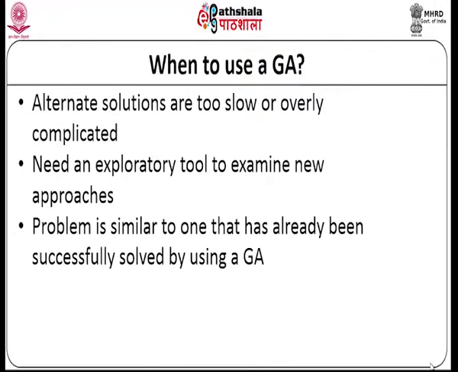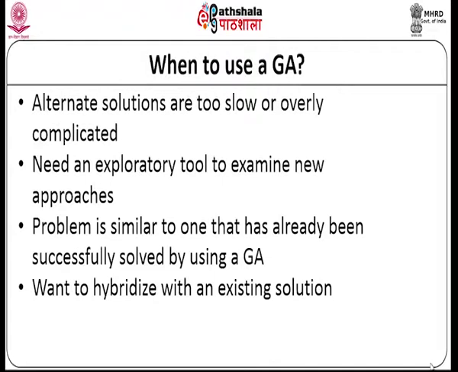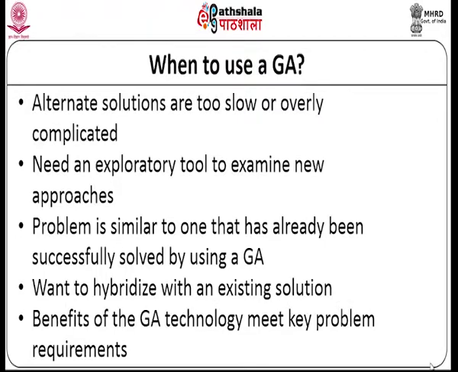If the problem you have is similar in some way to a problem that has already been solved using a genetic algorithm, then that is a good place to use it. If you have a solution and want to find a hybrid solution to your problem, it is good for hybridization. And if the benefits of GA technology suit your requirements, that is also a place for using GA. We will see what the benefits of GA are later on in this module.